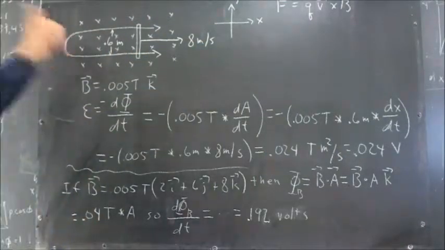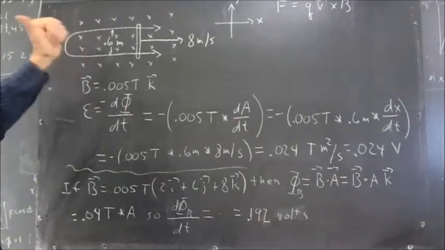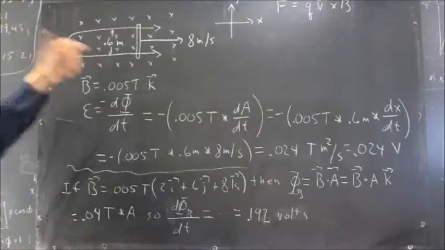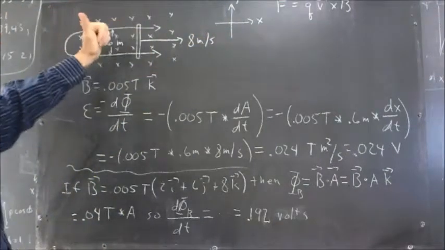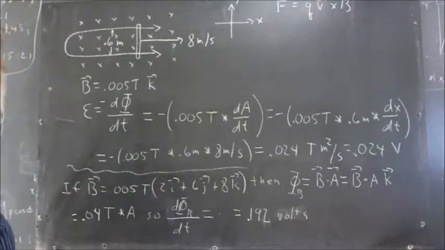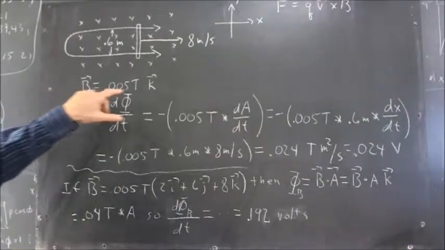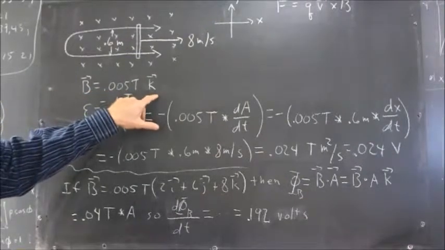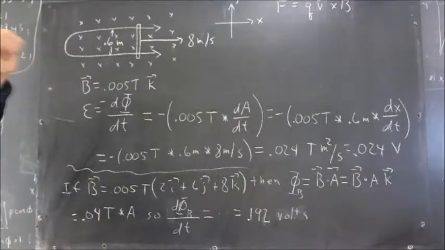There's a magnetic field of 0.005 Tesla times K coming out of the board. So the XY plane is the board, and the Z-axis is coming out of the board. So the magnetic field is 0.005 Tesla times K, because of course the field is coming out of the board in the Z direction. That's the direction of the K vector.